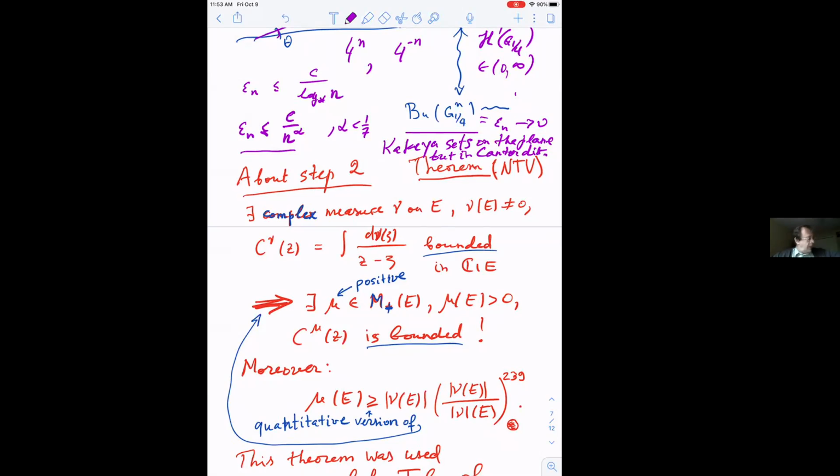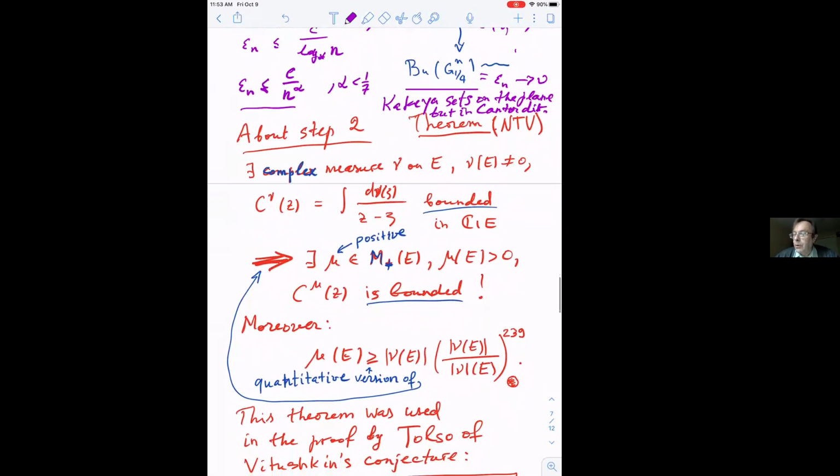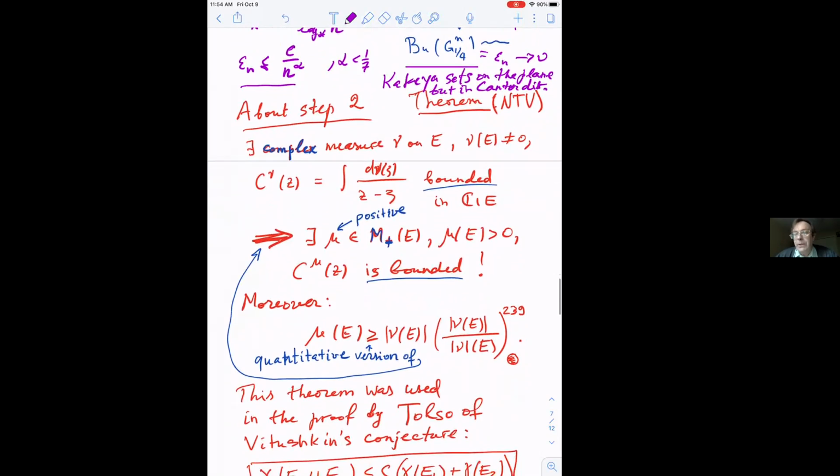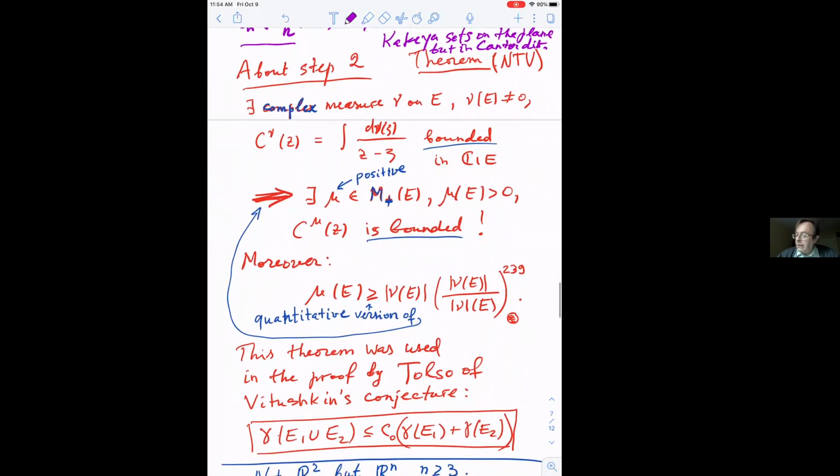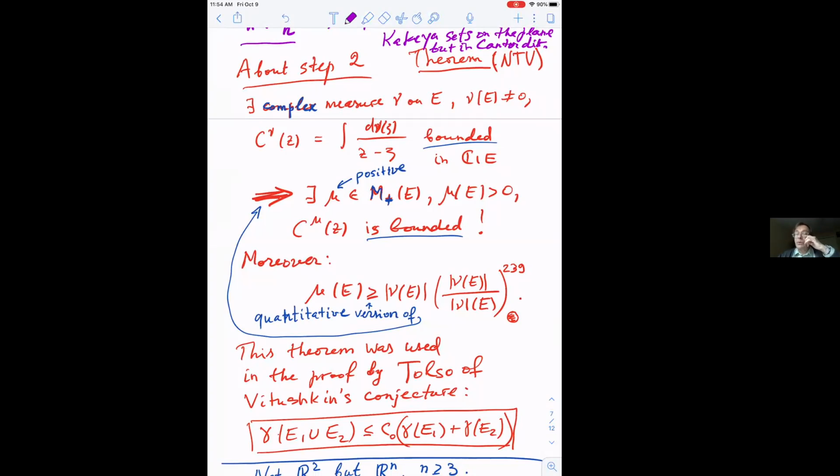I wanted to say maybe one word about this theorem. Why, if we have a complex measure with bounded Cauchy transform, do we have a positive measure with bounded Cauchy transform? It's sort of the most difficult part of the proof. Unfortunately, I can only wave hands, but I will say that we have a quantitative version of that. What does it mean? It means that suppose this analytic function is bounded in absolute value by 1. And we also construct another Cauchy transform, which will also be bounded by 1.